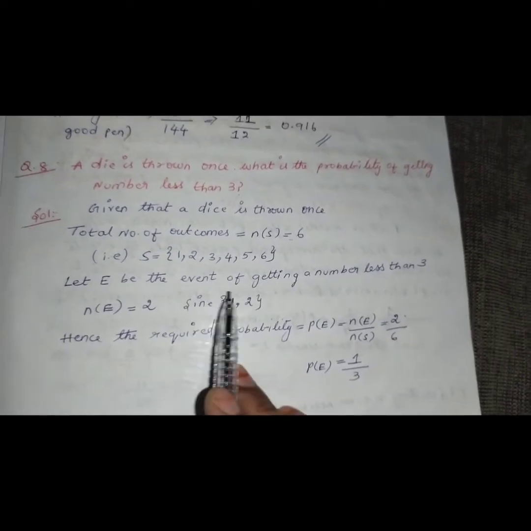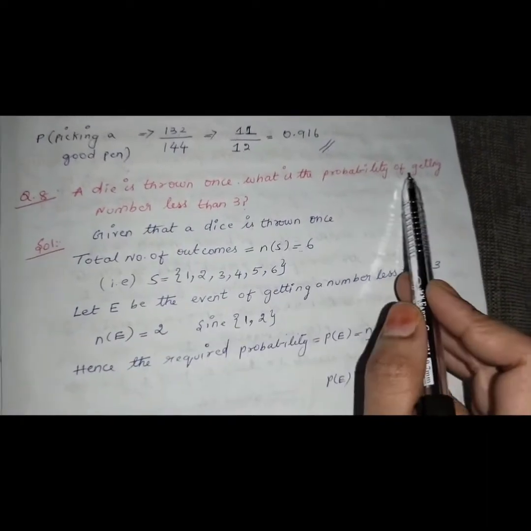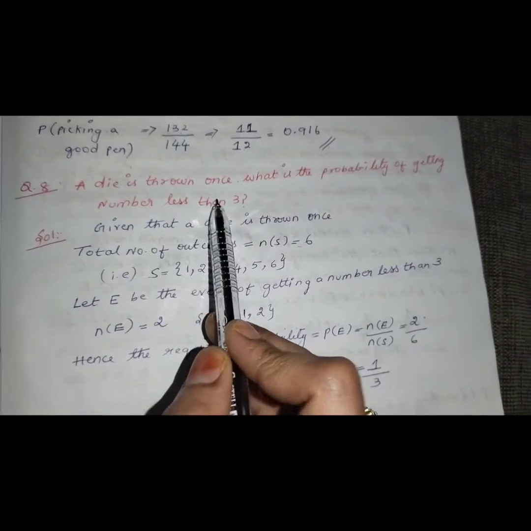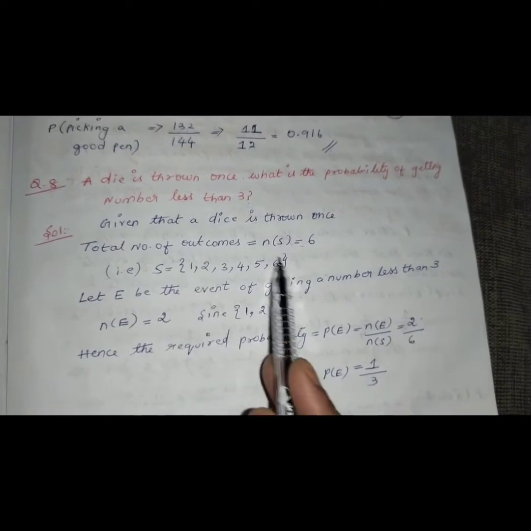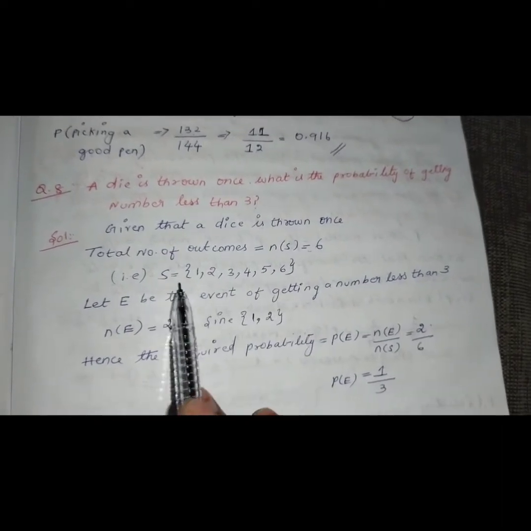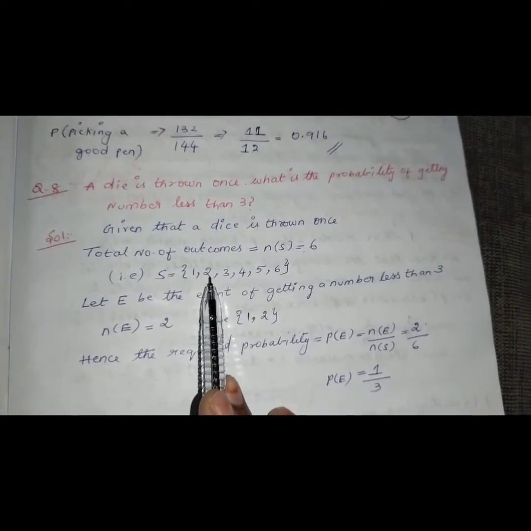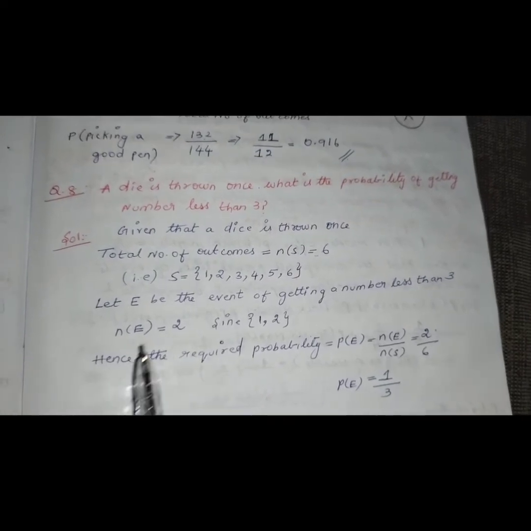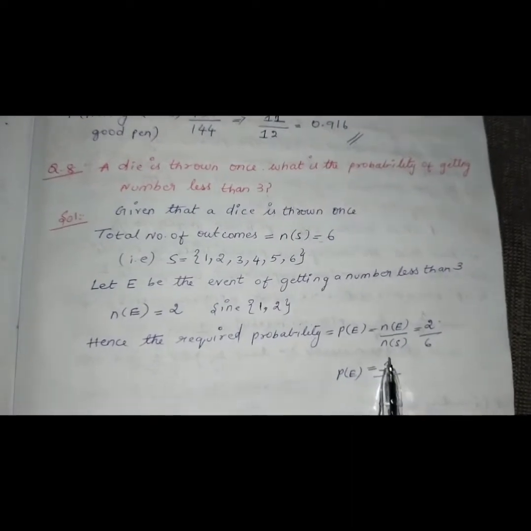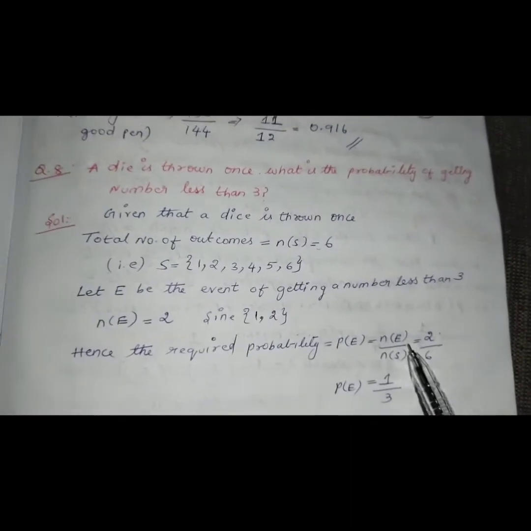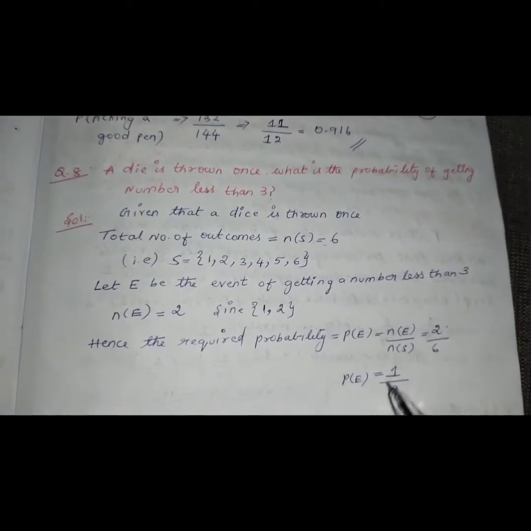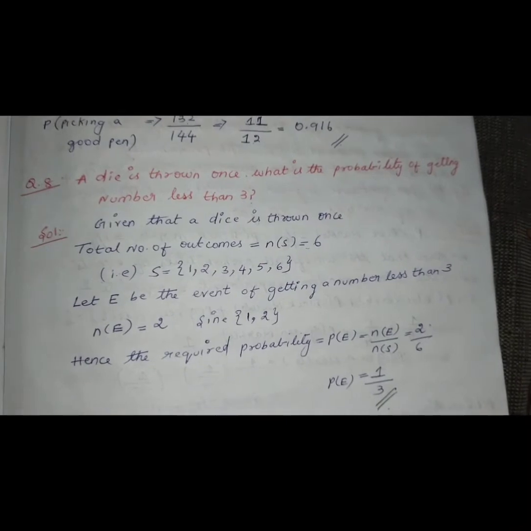Let E be the event of getting a number less than 3. The question says the probability of getting a number less than 3. So the numbers less than 3 are 1 and 2. So n of E is 2. Hence the required probability P of E equals n of E by n of S, which is 2/6, that is 1/3. So this is also a very important question of previous year question paper.